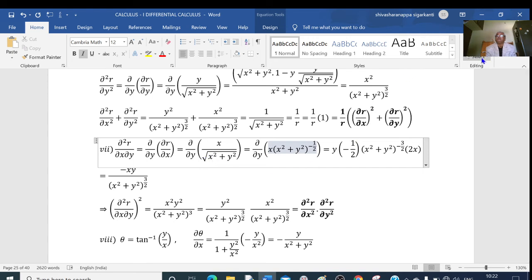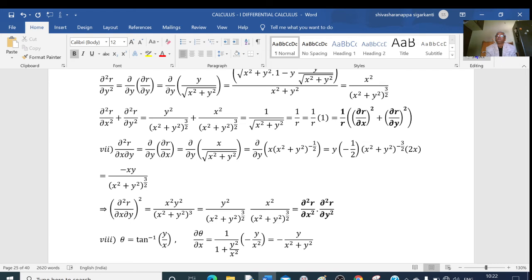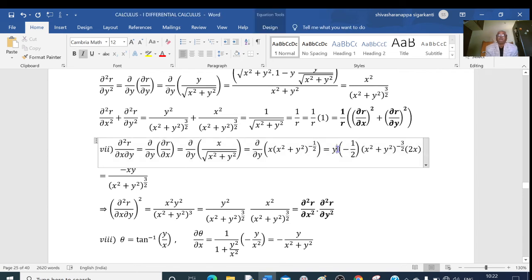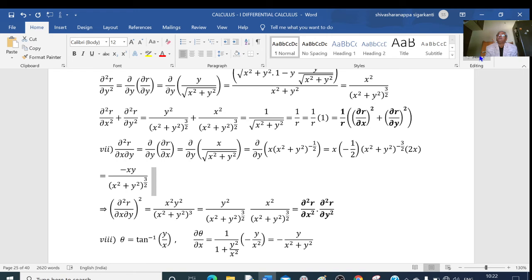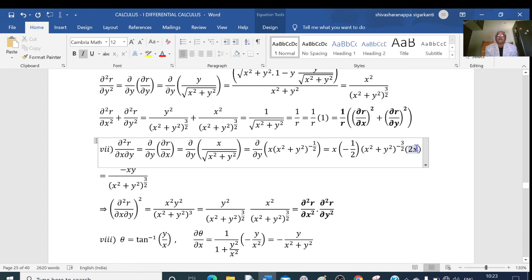Derivative of this: x as it is, I am writing this in the numerator. x is a constant quantity as it is, into the derivative of this with respect to y, which is (x² + y²) to the power of minus 1 by 2, minus 1 is minus 3 by 2, into, since we are differentiating with respect to y, the derivative of x² + y² is 2y.